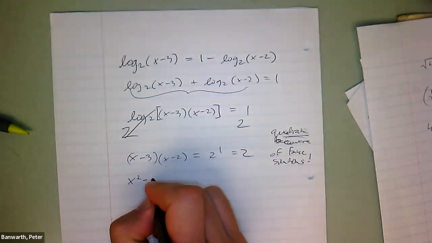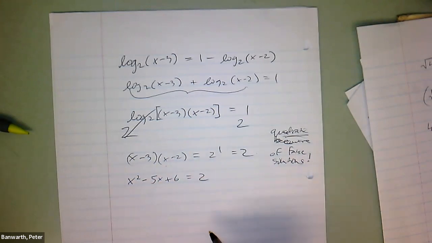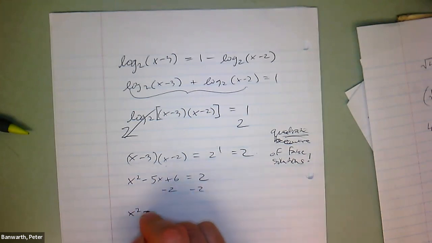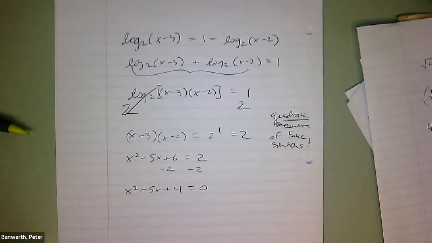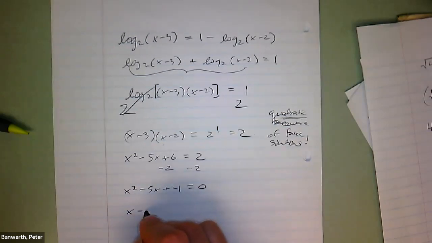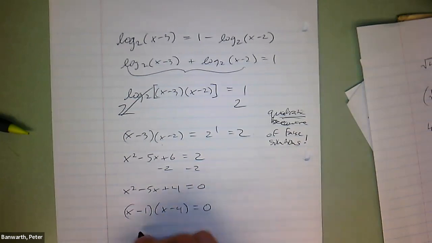So if I multiply this out, I get x squared minus 5x plus 6 equals 2. Subtract 2 from both sides. I get a nice quadratic equation, which this time I made sure I set up carefully to be easily factorable into x minus 1 times x minus 4. So x could be 1 or x could be 4.